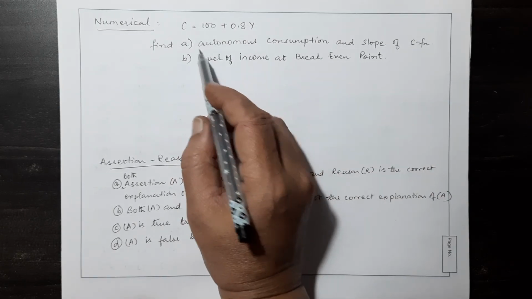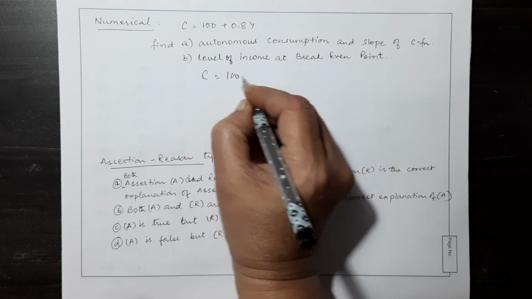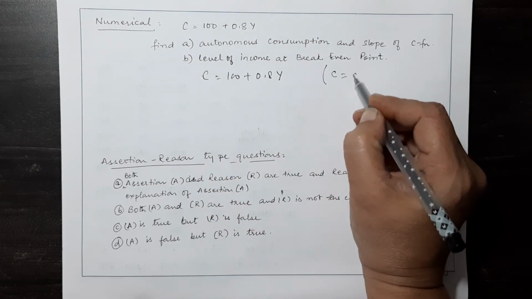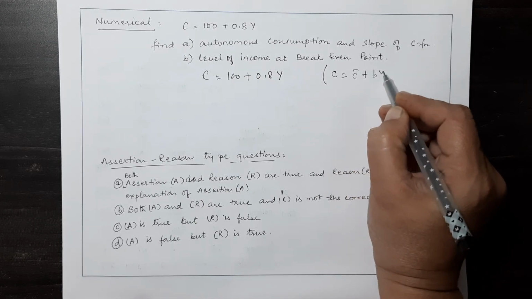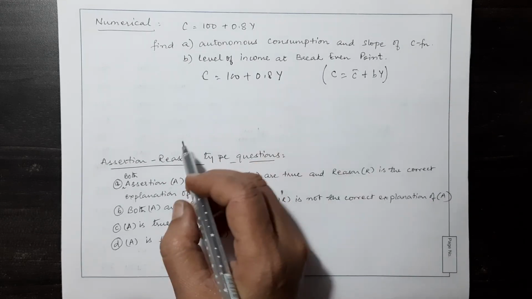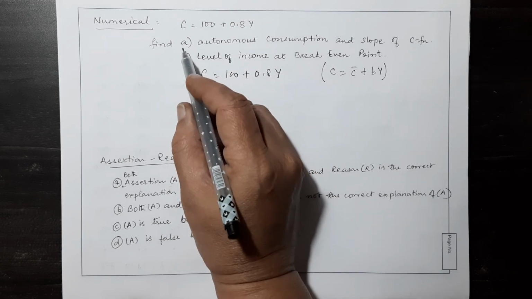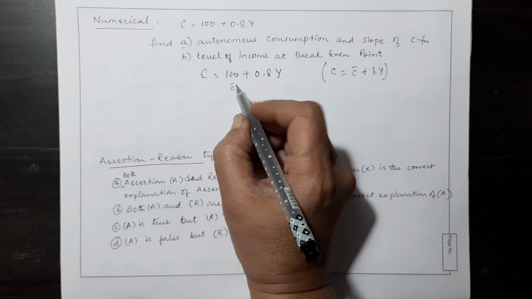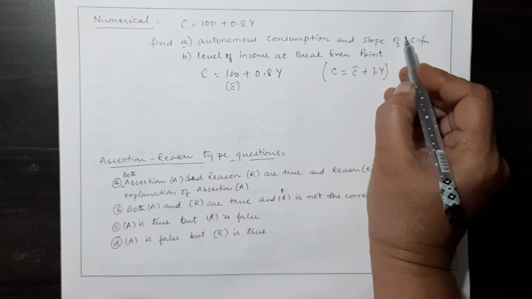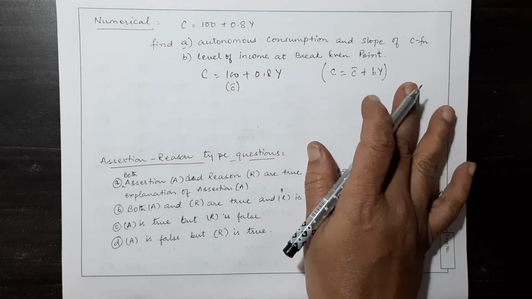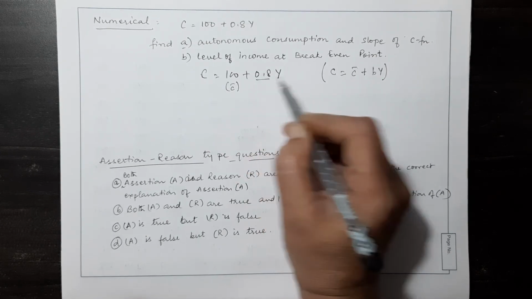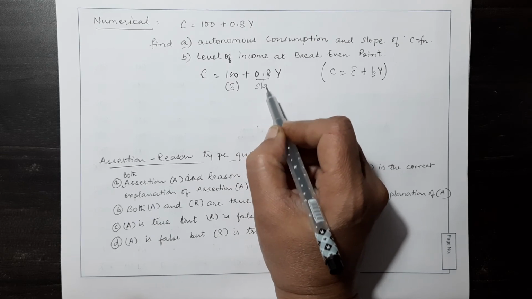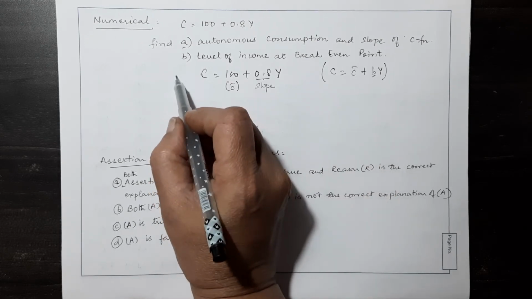So here consumption function is equal to 100 plus 0.8y. What we must remember is consumption function is given by autonomous consumption plus induced consumption, isn't it? So here the answer for A will be autonomous consumption, C bar, is equal to 100. This is C bar, and slope of the consumption function is nothing but MPC. MPC is given by B. B is MPC. So this is our slope. Slope is 0.8, right? This is for A.